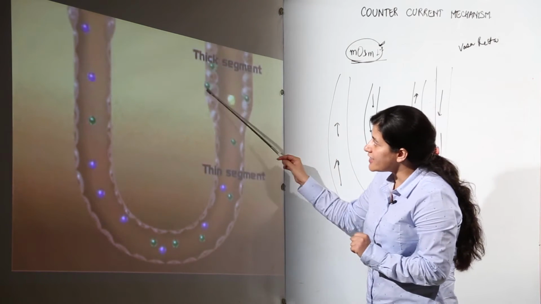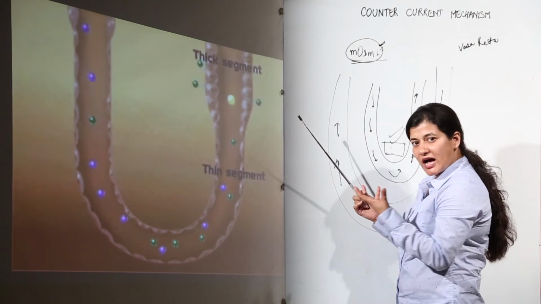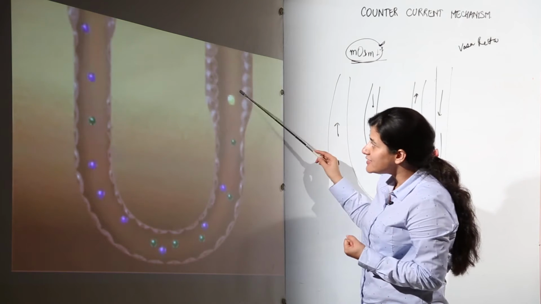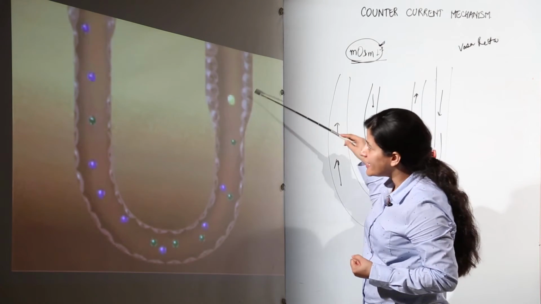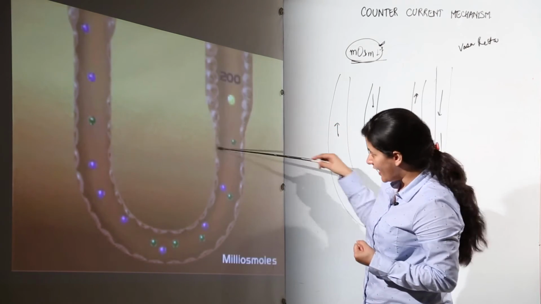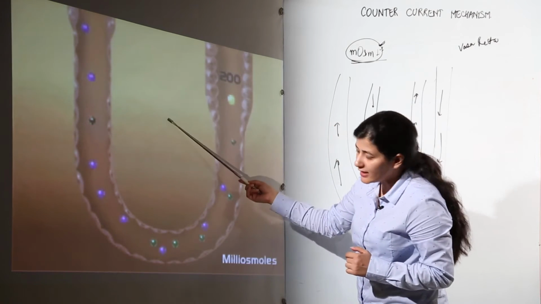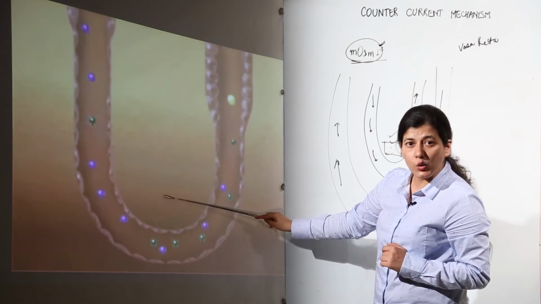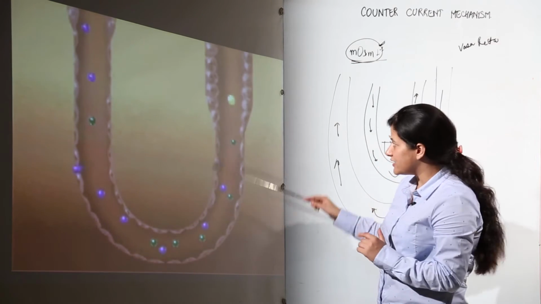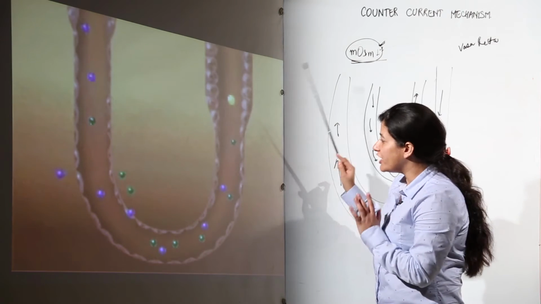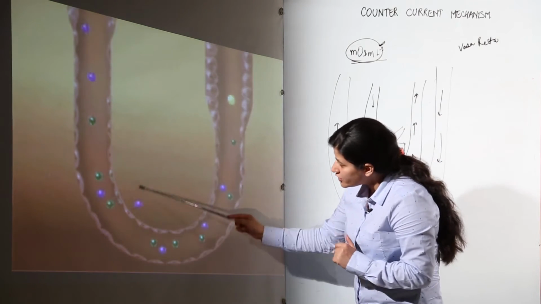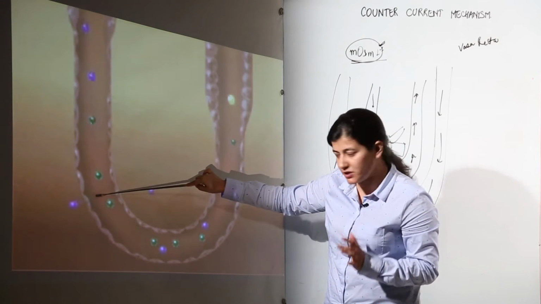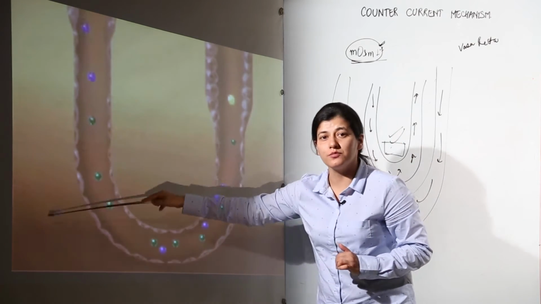Now, this thick segment has a permeability which takes up the sodium ions which come out, sodium and chloride ions. This thick segment is responsible for taking up the sodium ions. When the sodium ions are taken up into the interstitium, the osmolarity over here decreases, while over here it increases. Please pay attention, the osmolarity has changed. Now, in order to maintain the balance, what happens? These sodium ions move inside according to their gradient, and the water moves out.